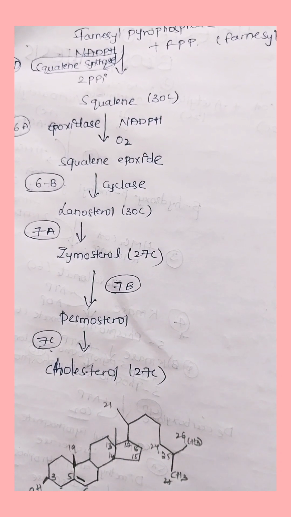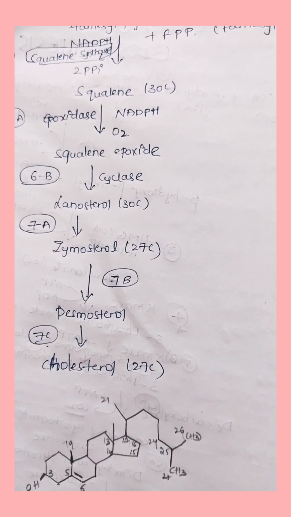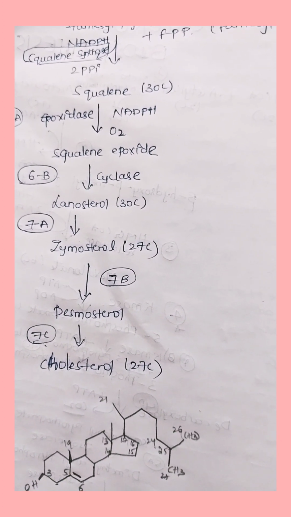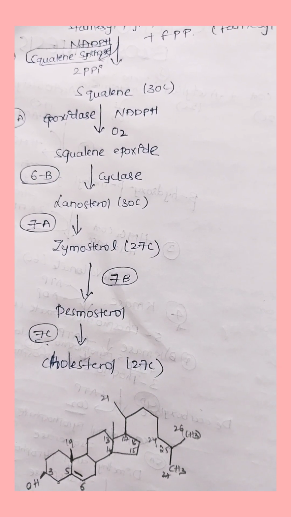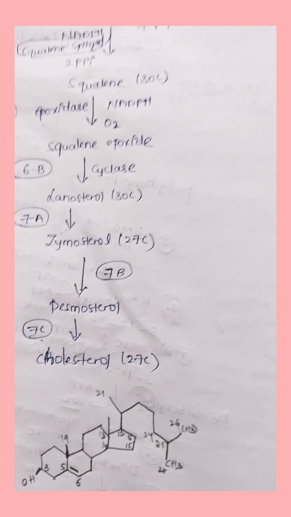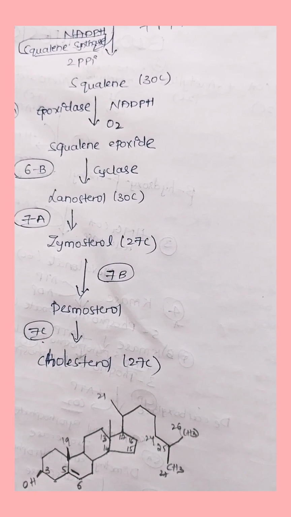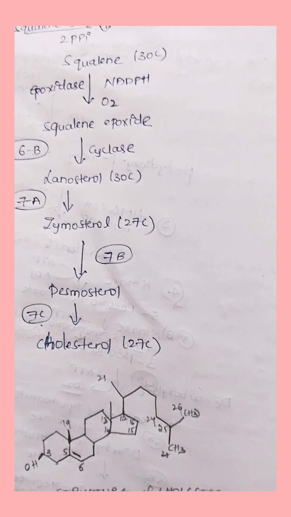So then squalene epoxide will be converted into the cyclical form, lanosterol. Lanosterol will be converted into zymosterol by removal of 3 carbons, and we are getting 27-carbon zymosterol. Zymosterol will be rearranged into desmosterol. Desmosterol finally leads to the production of cholesterol.